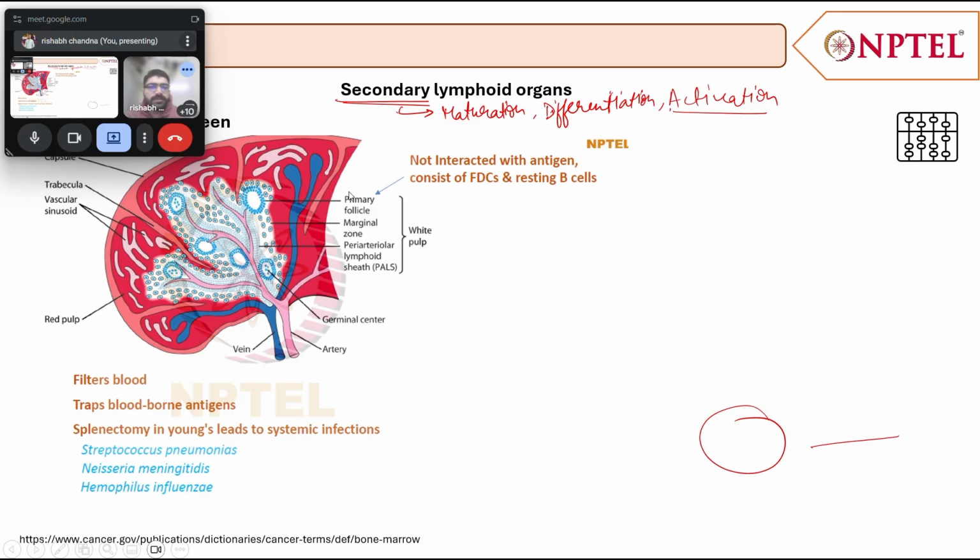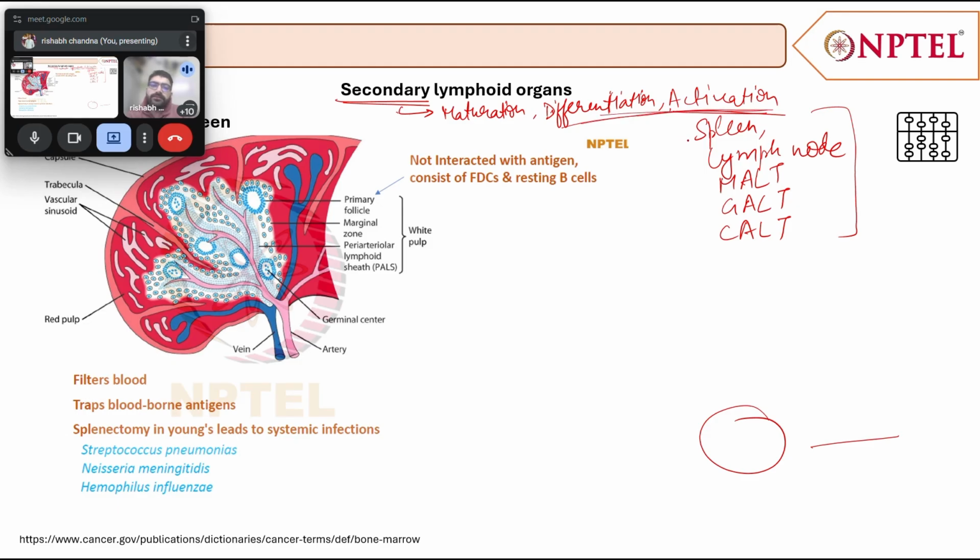So now we have different secondary lymphoid organs like spleen, lymph node, then we have MALT, mucosal associated lymphoid tissue, GALT, gut associated lymphoid tissue, and CALT, cutaneous associated lymphoid tissue. Okay, so these are the secondary lymphoid organs where differentiation and activation of the immune cells or the lymphocytes occur.